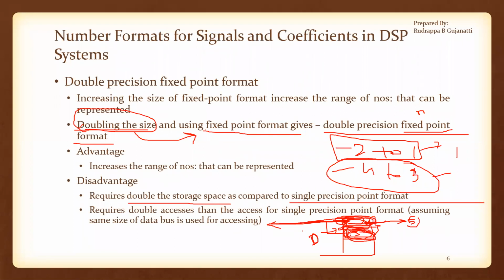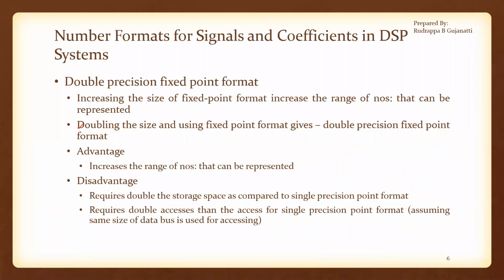Apart from that, if you're going for multiplication and other operations in single precision, you might require fewer machine cycles. But when you go for double precision, it might require more machine cycles, because more bits will be present. So that is what happens in this case.